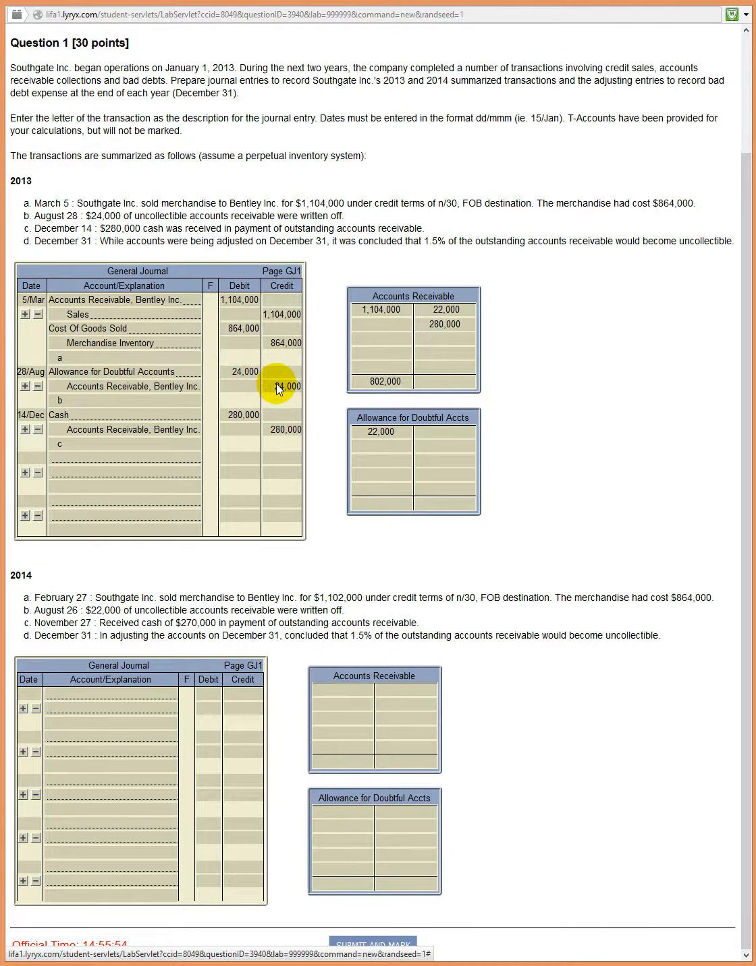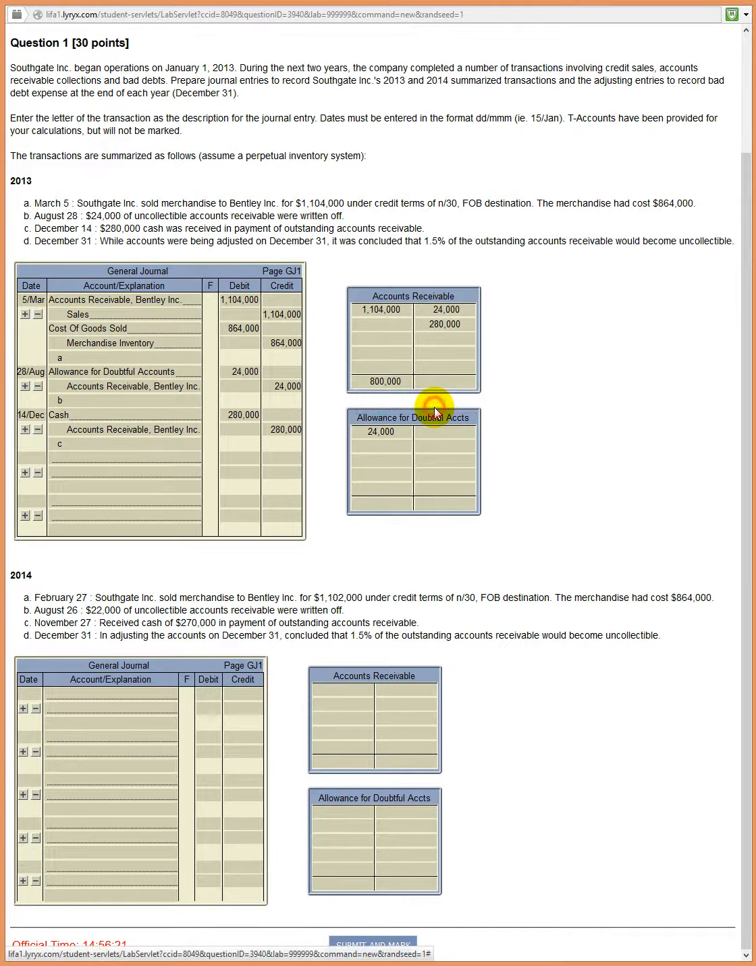Okay. So 24,000. Let's correct these pieces here. That one should be 24. This one should also be 24. That'll make a little difference. Okay, so let's redo this calculation. Instead of the 22, we're going to put in 24. All right, so the 800,000 is 1,104,000 minus 24,000 minus 280,000.